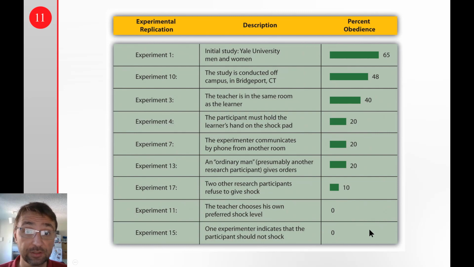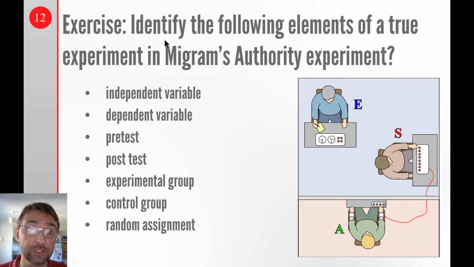Okay, let's watch the video, and I want to tell you what the question is. The question is, in the video and in the description I've just given you, identify the 7 elements of a true experiment: independent variable, dependent variable, pre-test, post-test, experimental group, control group, and random assignment. Okay, so let's watch the video. I will bring it up here now.